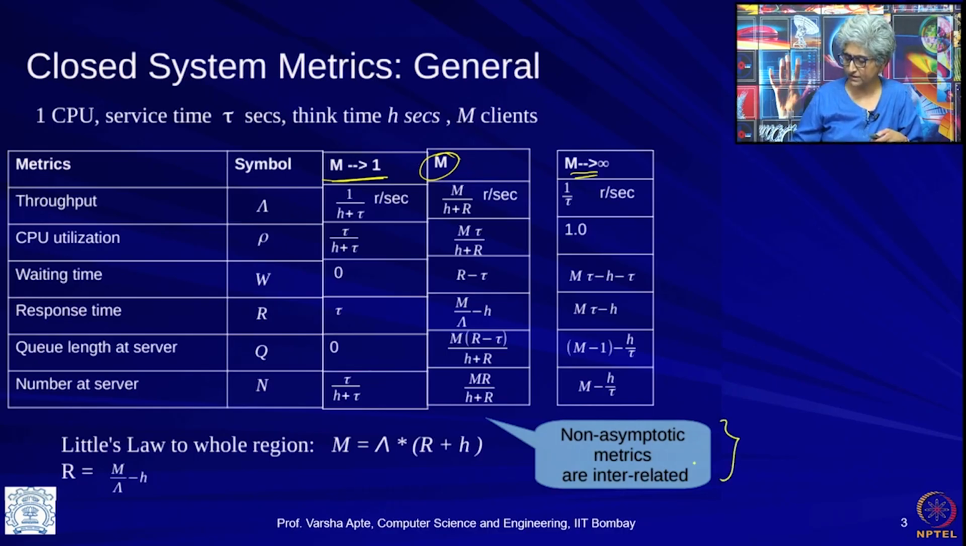Just a reminder that in the case of non-asymptotic metrics, we do not know yet how to calculate each of these independently. These are all interrelated. For example, throughput is in terms of R, number at server is also in terms of R, and response time is in terms of throughput. So, look at these. We do not really know how to calculate them independently. We are going to learn that later, but today this is all we know.